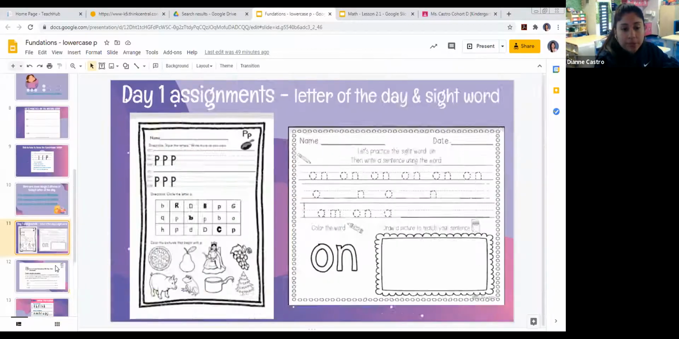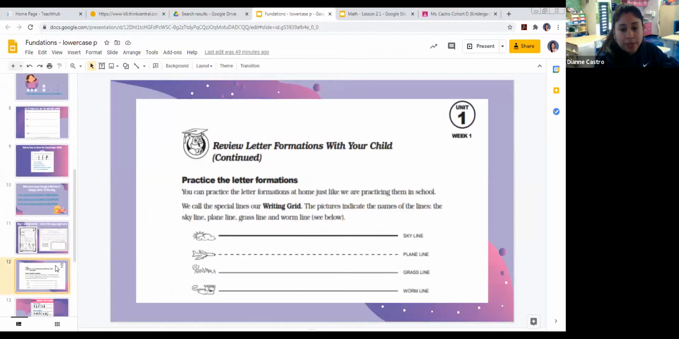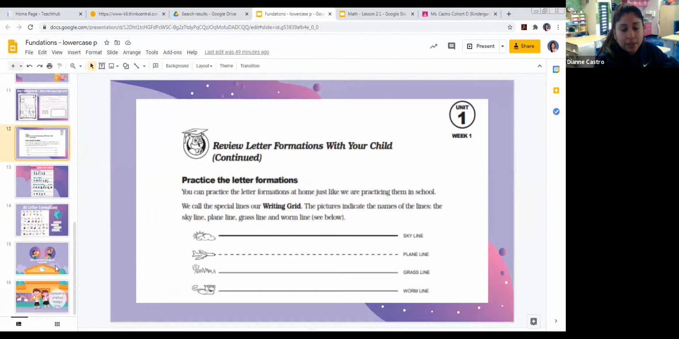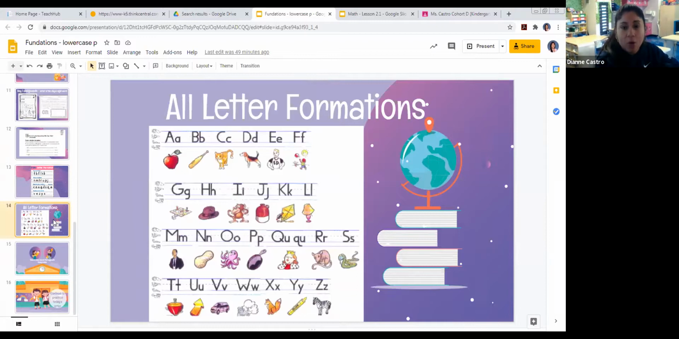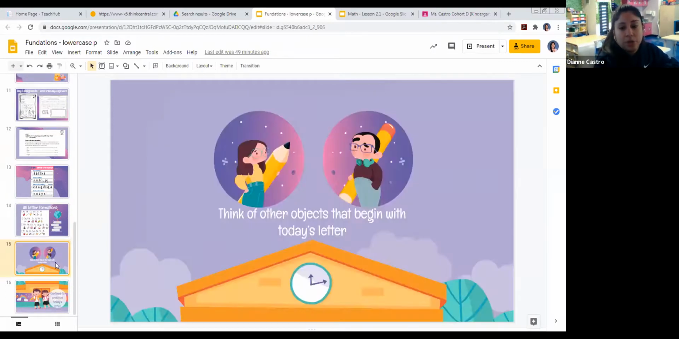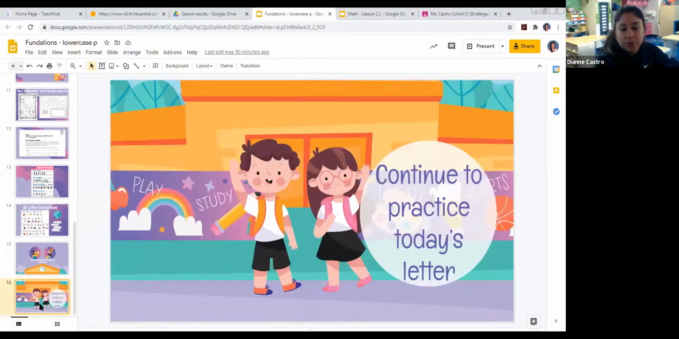So, as a reminder, those are the names of the lines. Then we have the whole letter formation chart of the lowercase letters. And then on the next slide, I have all the letter formations, uppercase and lowercase. So boys and girls, make sure you think of other objects that begin with today's letter and continue to practice today's letter of the day.